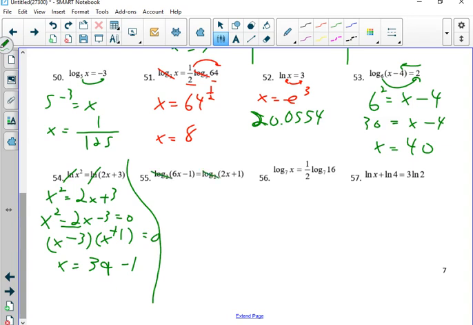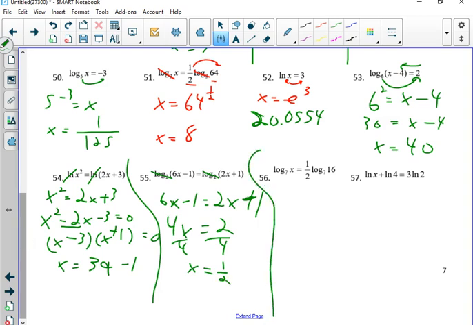Log 2, they're gone. It's 6x minus 1 equals 2x plus 1. Okay, I'm going to subtract 2x and get 4x. I'm going to add 1 and get 2. Divide by 4. x equals 2/4, also known as 1/2. Log 7 gone. Don't forget, this is the exponent. So it's just basically x equals 16 to the 1/2, also known as the square root of 16, so x equals 4.